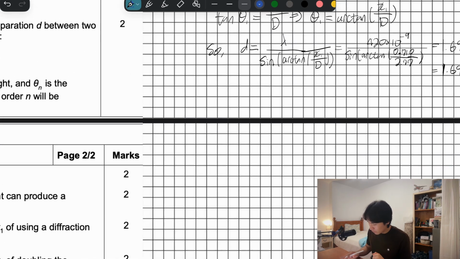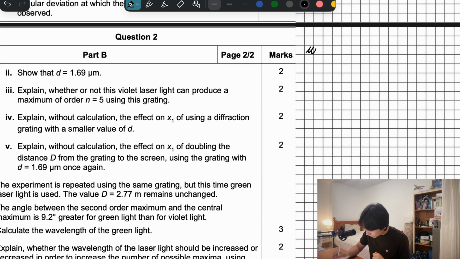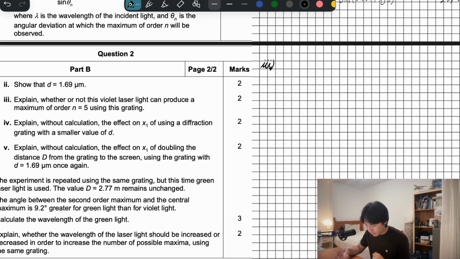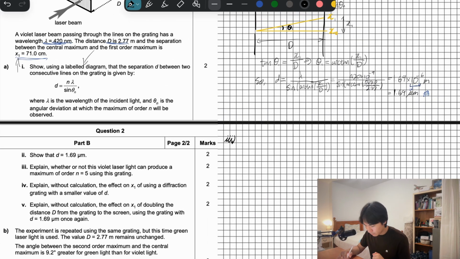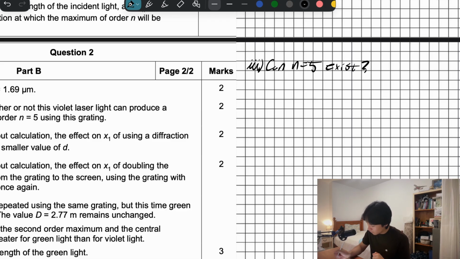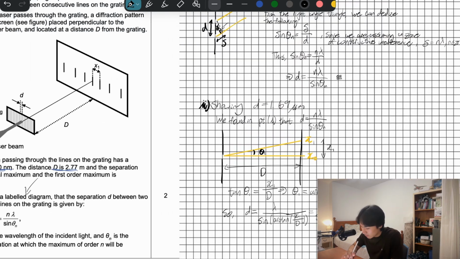Okay, let's continue with part 3. Explain whether or not this violet laser can produce a maximum of order n equals 5 using the grating. Can n equals 5 exist? That's a shortened version of the question. So how should we know if n equals 5 should or should not exist?